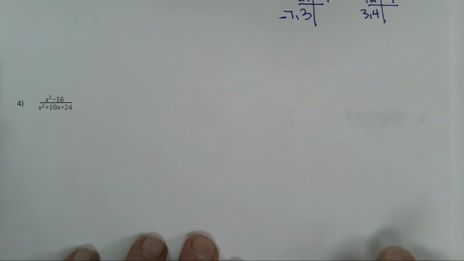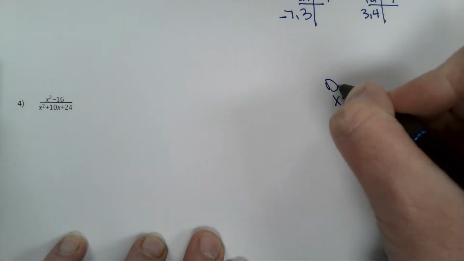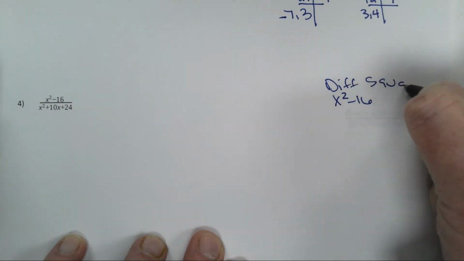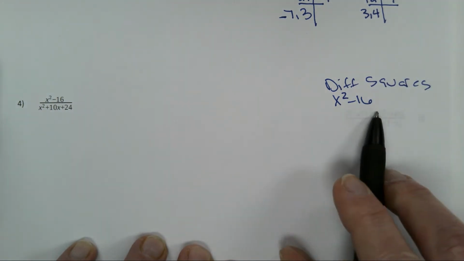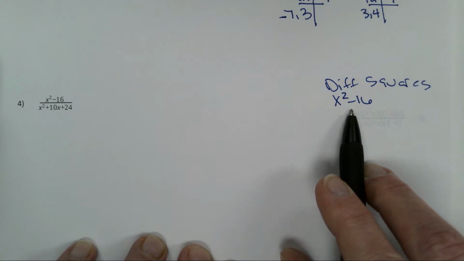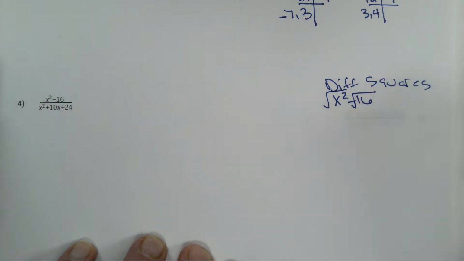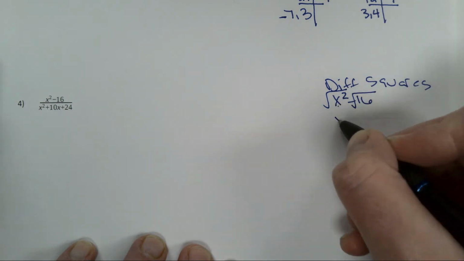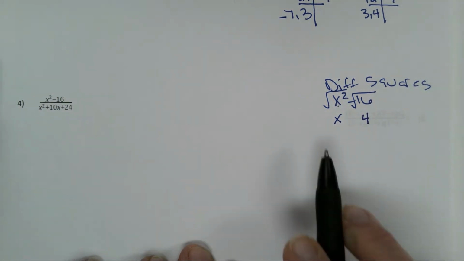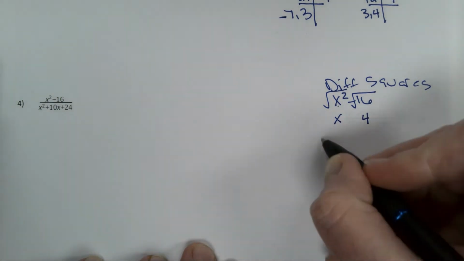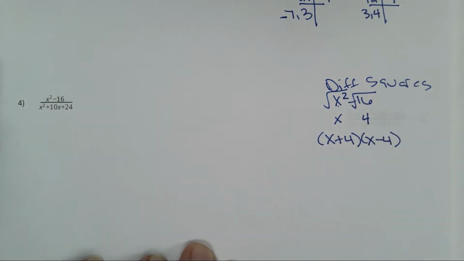Number 4, I have x squared minus 16. This is called the difference of squares. We factored this at the beginning of the year. We have two terms, they're both perfect squares, and there's a subtraction sign between them. If you take the square root of each one, the square root of x squared is x, and the square root of 16 is 4. So once you take the square root, this factors as x plus 4 and x minus 4.